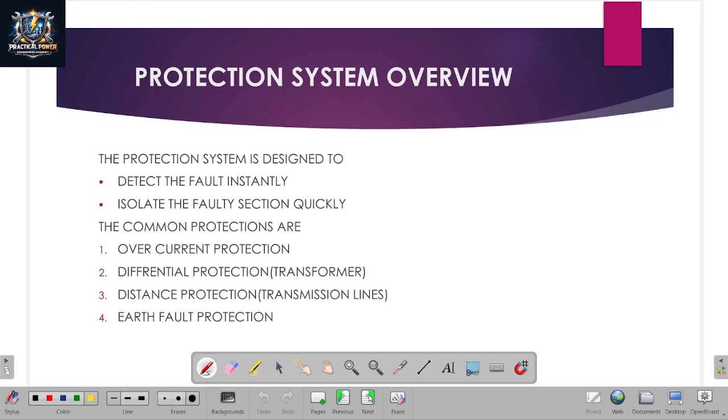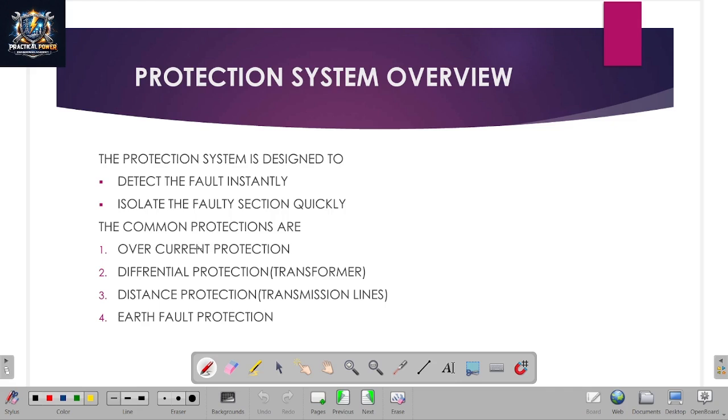Let's discuss the protection system overview, something about the protection system. The protection system is designed to detect the fault instantly. The fault should be detected instantly, and the part of the power system should be isolated. The faulty part should be immediately isolated from the normal running part, avoiding a major breakdown.